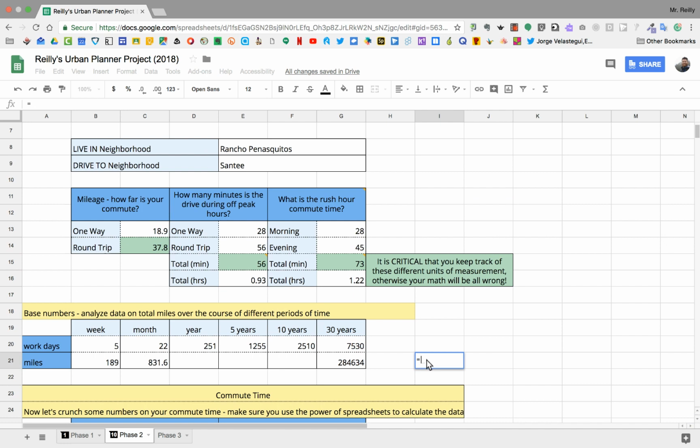So if I divide, let's just do this off to the side just for reference, take this and divide by the circumference of the Earth, which is about 24,000 miles. So over the course of my career, I could drive around the Earth 11 times, almost 12 times. I would be able to circle the Earth in how much mileage I'll put on my car just driving to and from work every day.